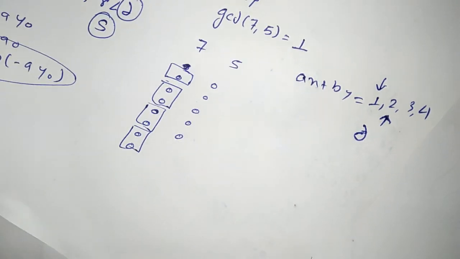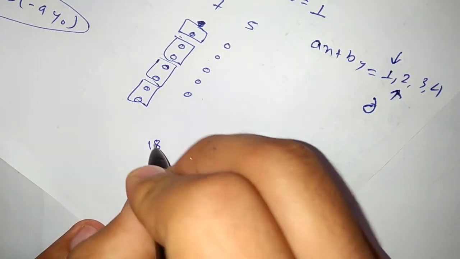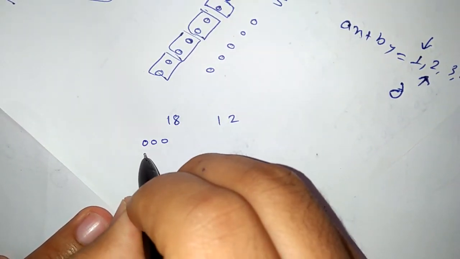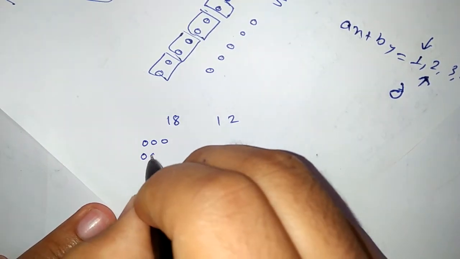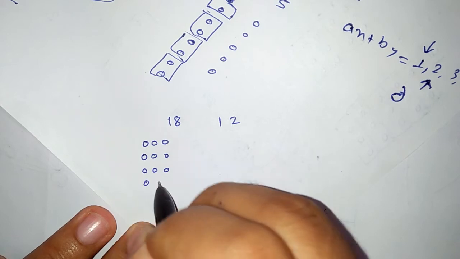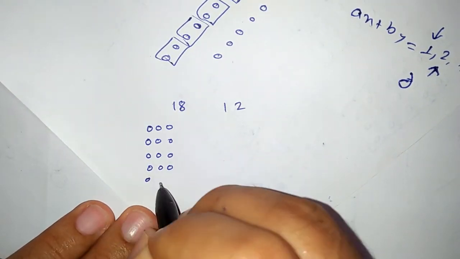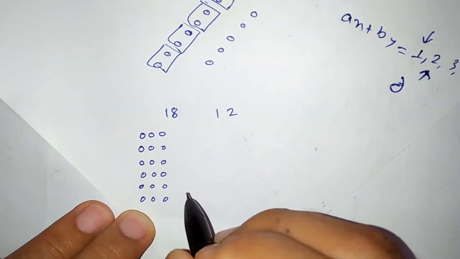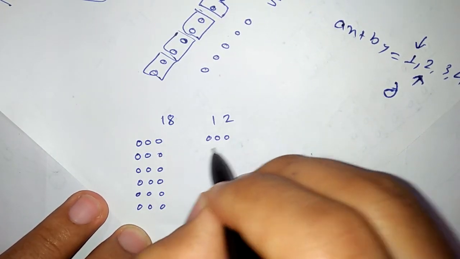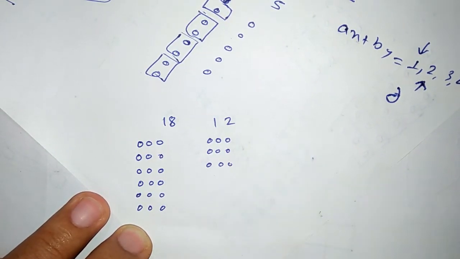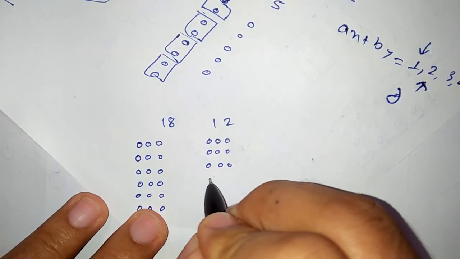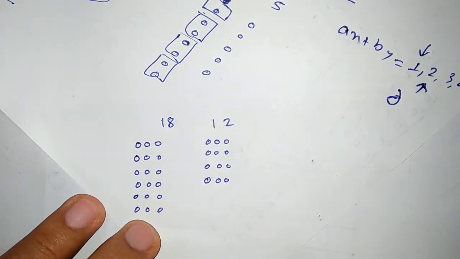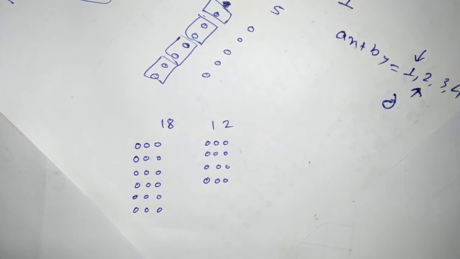Okay, suppose for 18 and 12 you can divide them into chunks of 3 or 6. Since the GCD is 6, I'm trying to divide it in chunks of 3 so you can visualize it more. This is going to be 3 times 6, which is 18, right? And this is going to be divided into chunks of 3, and this is going to be 3 times 4, which is 12.